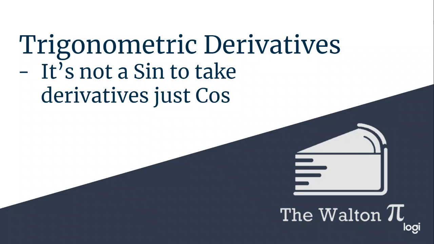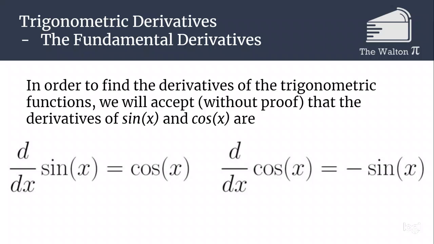Today we're going to be talking about derivatives of trig functions. So to find the derivatives of all the trig functions, we're going to have to accept two derivatives without proof. We're just going to have to accept that the derivative of sine of x is equal to cosine of x, and the derivative of cosine of x is equal to negative sine of x.